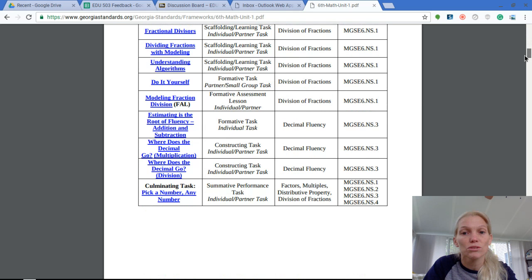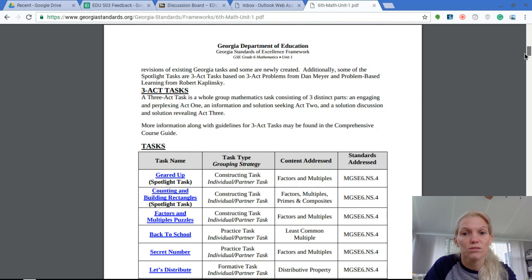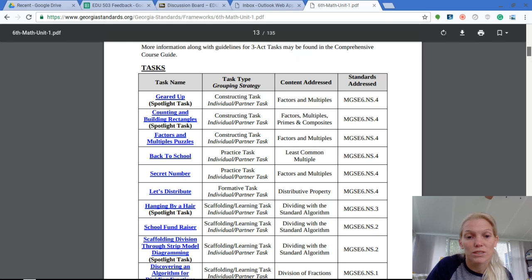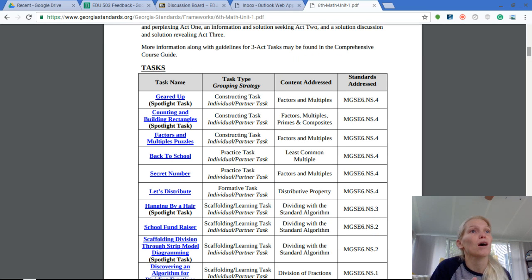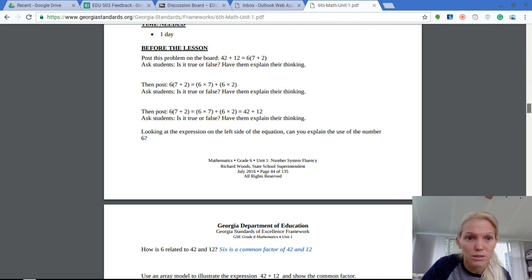It'll show you the content address. This is nice. So factors and multiples, least common multiples, all that. So if you want to kind of narrow it down. Now, some of the lessons do not have a before during the lesson. So I would recommend focusing on one that has something before the lesson, because that's where your formative assessment probe is. So I'm going to scroll down to the one that I was looking at earlier.